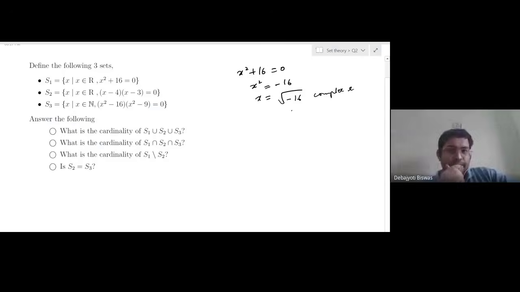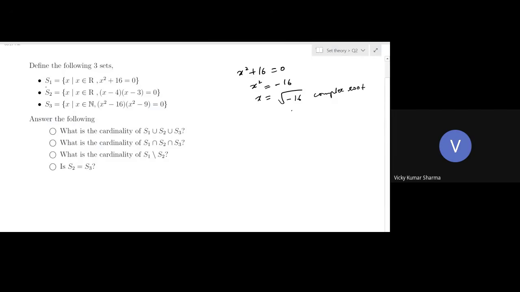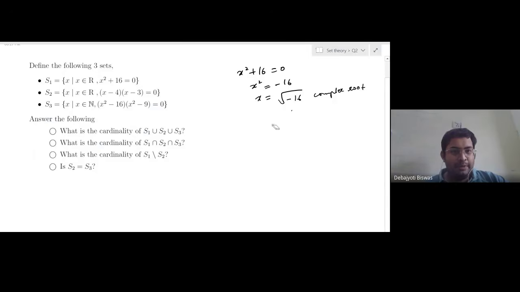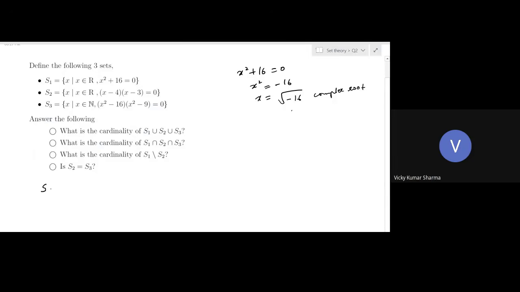But in the set S1, what does S1 say? You need to have only real elements. So you don't have any elements as such in this, right? So this is going to be an empty set. There is no element in this. So S1 is empty.